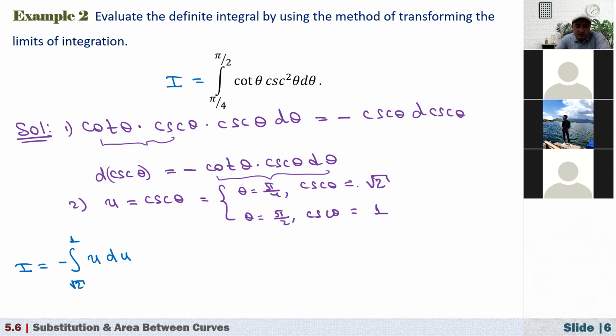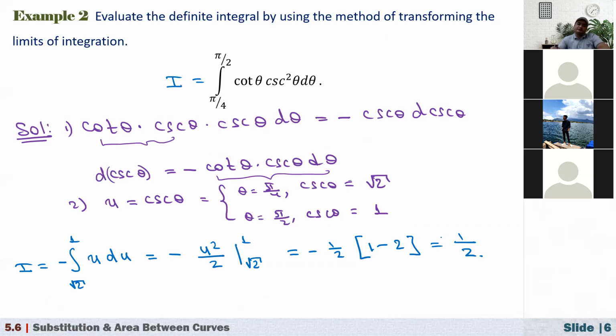So here now it gets a very simple form, which is equal to minus u squared over 2. Here we have integration limits from square root of 2 to 1. So here we have minus 1 over 2 when it is 1, which is equal to 1. When u is equal to square root of 2, that's equal to 2. So the answer is 1 over 2.